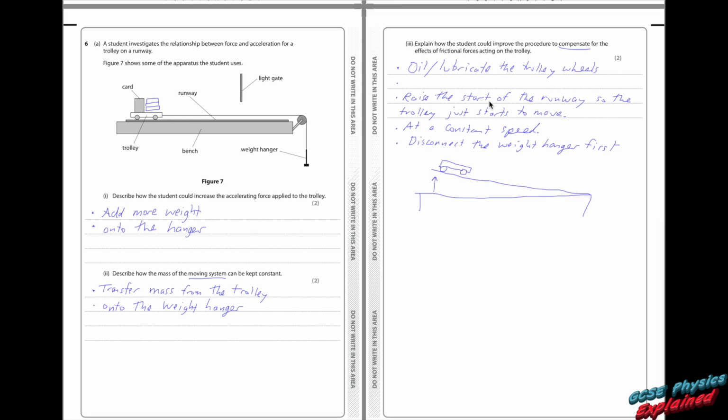Okay, so raise the start of the runway so the trolley just starts to move at a constant speed, and obviously make sure you disconnect the weight hanger first.